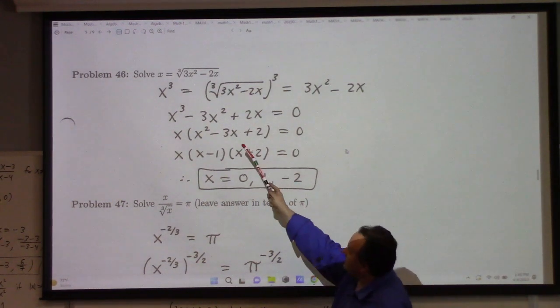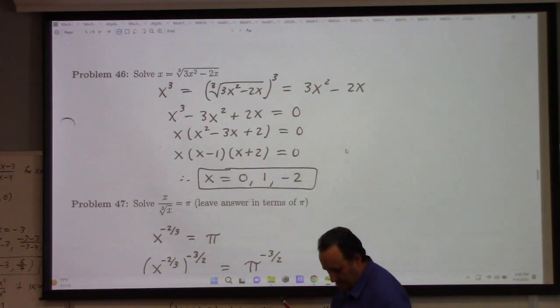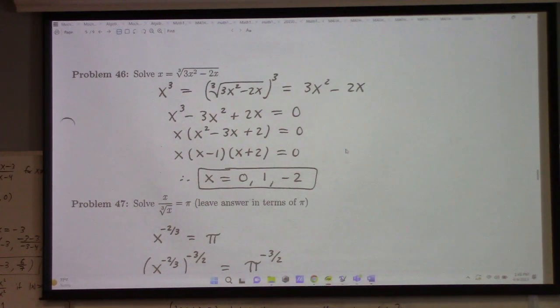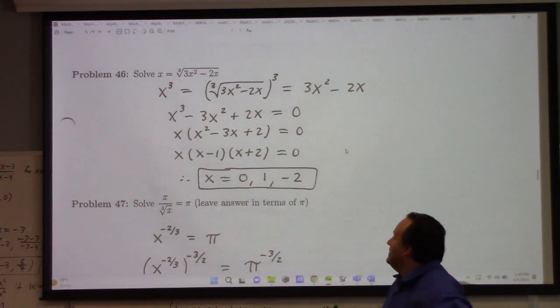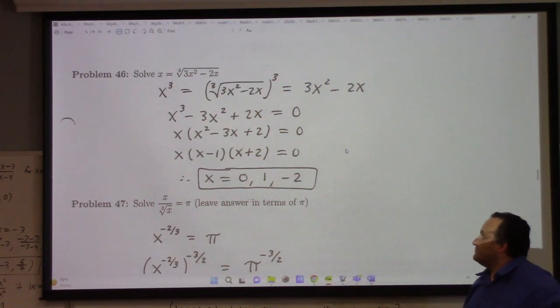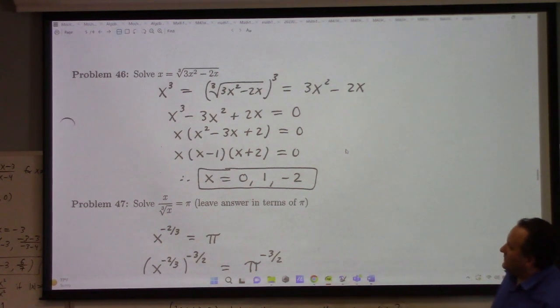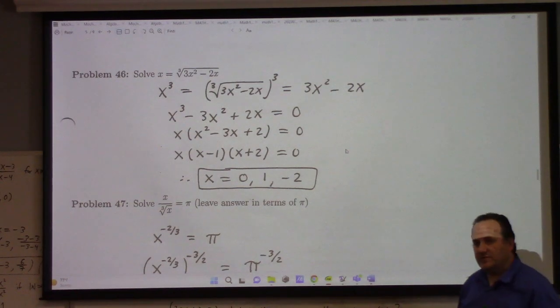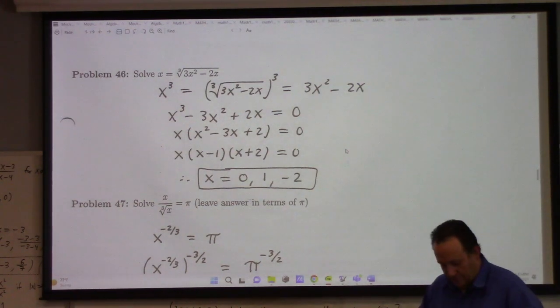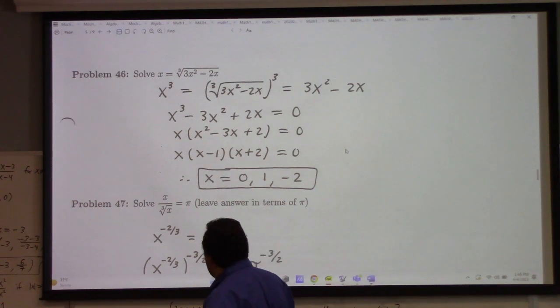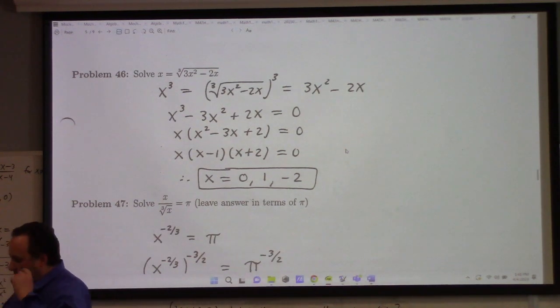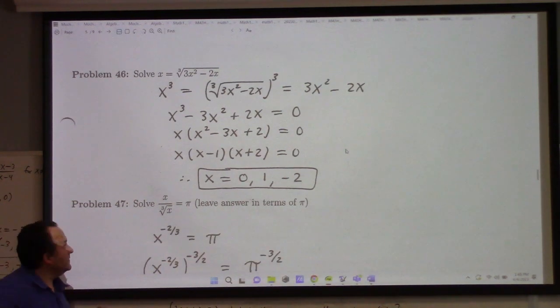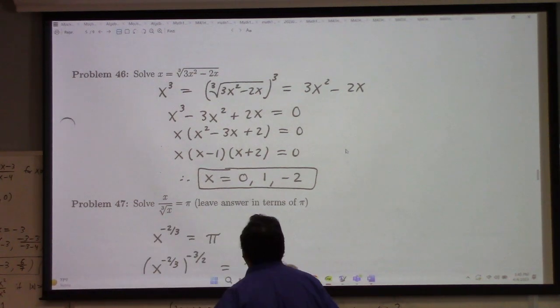If you try plugging in 2 into that, it'll work, because you get 3 times 4, which is 12. 12 minus 4 is 8. The cube root of 8 is 2. 2 equals 2. Woohoo! Works. But the reason that it stays a negative 2 is because you're subtracting the entire function. You're subtracting 3x squared minus 2x.